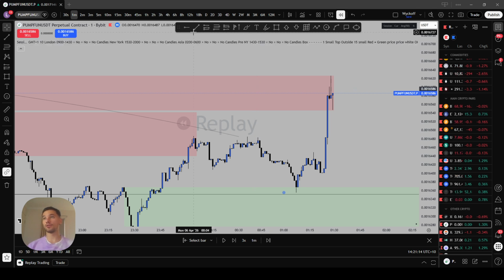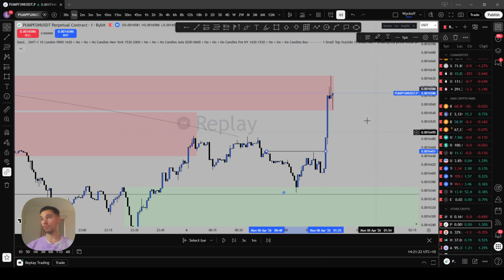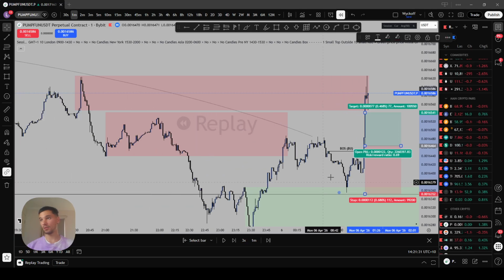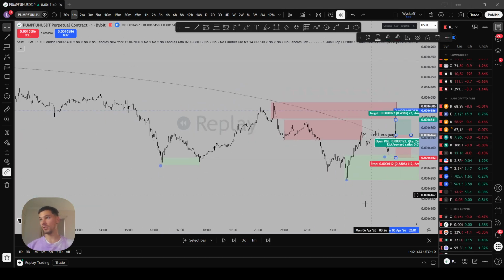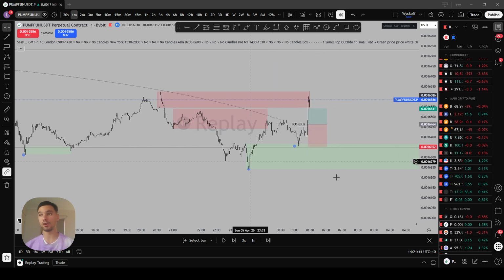Technically speaking, your first entry could be here. That is a valid break of structure. So what I would have done, although I was sleeping at this point, would be enter here, and then you would put your stops here. Why would you put your stop loss here? Because price has no more reason to go lower. If price goes past this point, it will most likely go past this point as well, just because there's nothing else holding price back down.